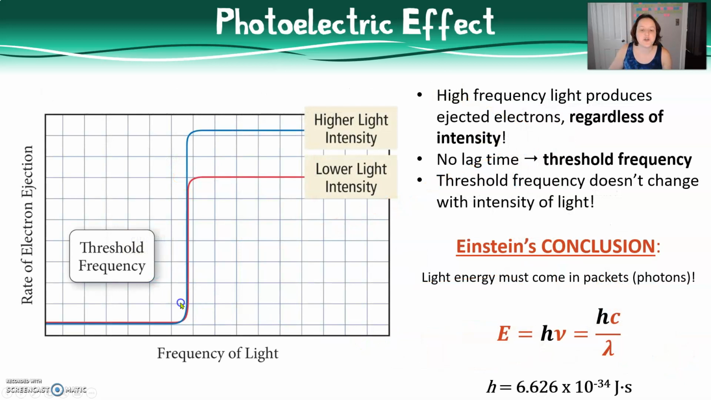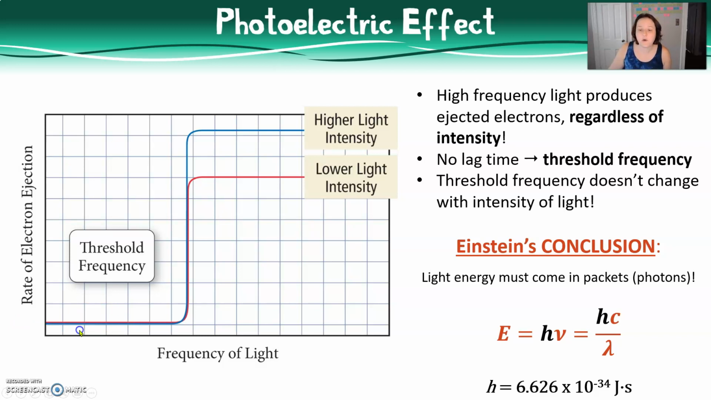Now this chart shows some data from that setup, and it shows the frequency of light that is aimed at the metal surface on the x-axis and the rate of electron ejection on the y-axis. And remember, the rate of electron ejection is being detected by changes in current. So you can also think of the y-axis as the current being detected by the device on the last slide.